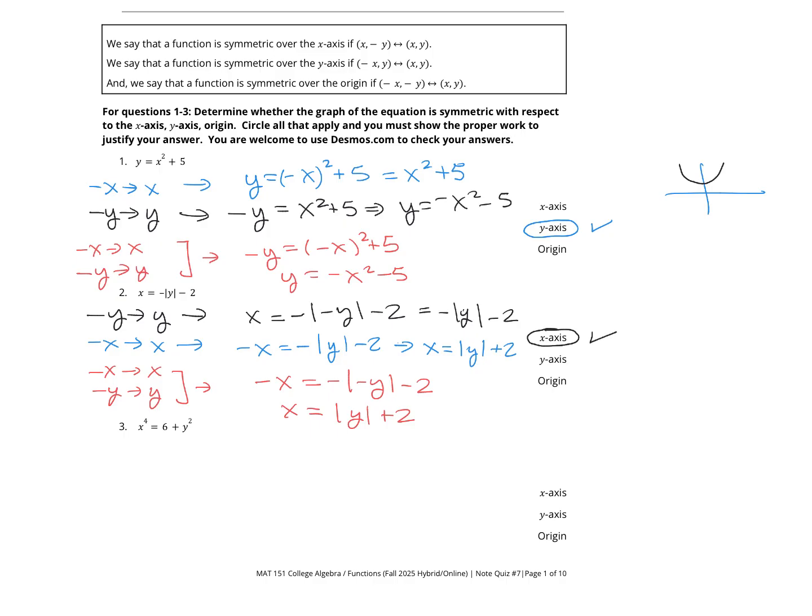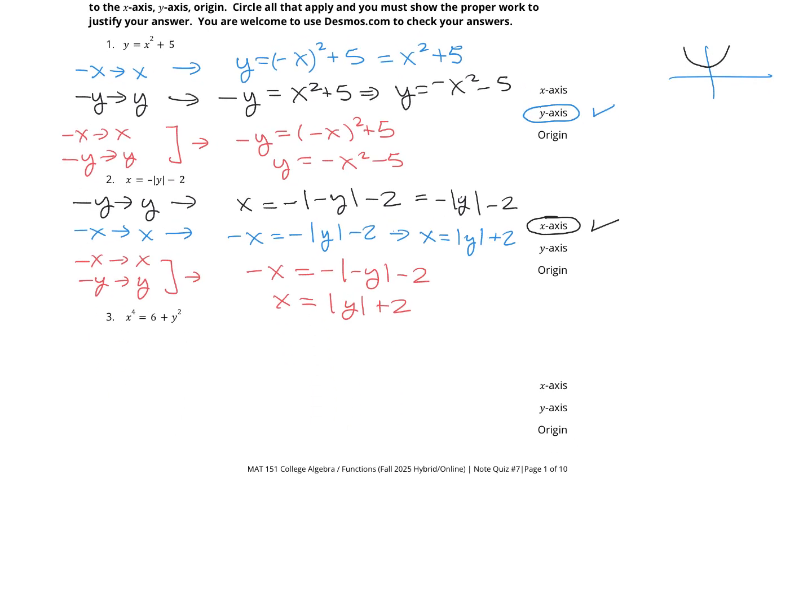Last but not least, problem 3. We first substitute in our negative y in place of y. That's going to give us x to the 4th equals 6 plus negative y squared. That simplifies down to x to the 4th is equal to 6 plus y to the 2nd power, which is the original. Therefore, we have symmetry over our x-axis.